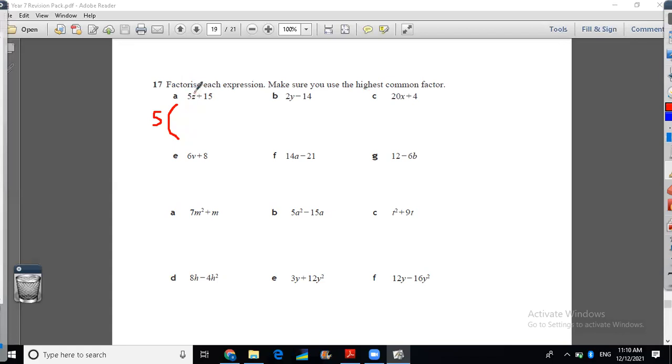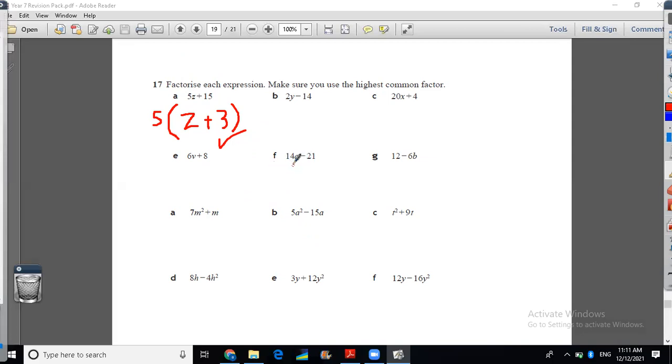Now, what is 5z divided by 5? It's just going to be z. Okay, that's how it works. 5z divided by 5 is just z. Positive 15 divided by 5 is just positive 3. Exactly, and this is the answer. We're done answering question A. Let's answer another question because it's going to work exactly the same way in the rest. Let's have a look at F.